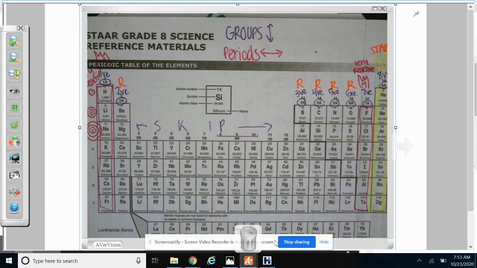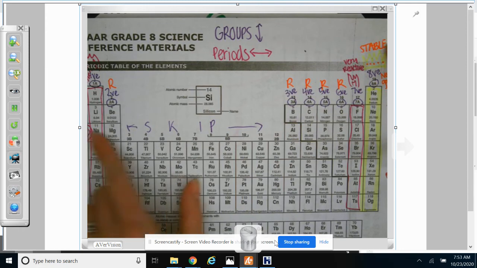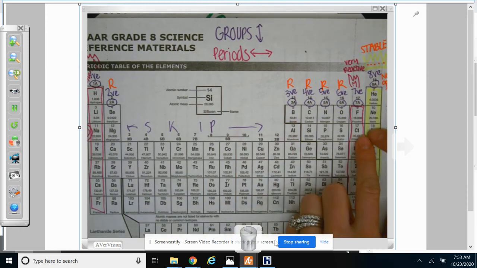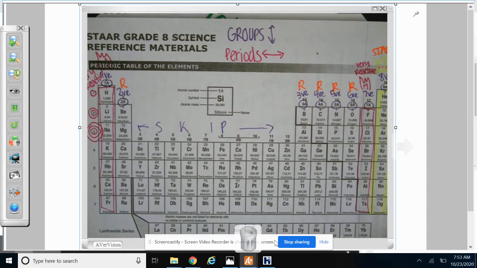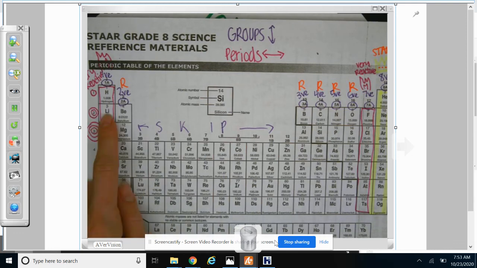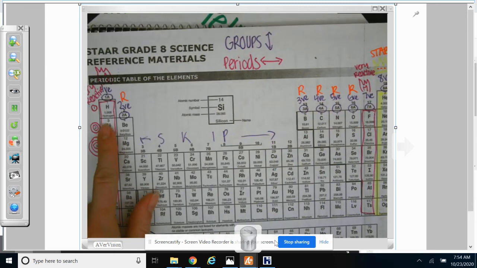So let's practice. What element is stable and has 3 energy levels? I go to my group that says stable. I go to 3 energy levels and I find where they meet. They meet at argon. Okay? What element reacts like lithium but has 1 more energy level? Okay, here's lithium. If it reacts like lithium, it has to be in the same group. If it has 1 more energy level, it's 1 period lower, period 3. So that would be Na.